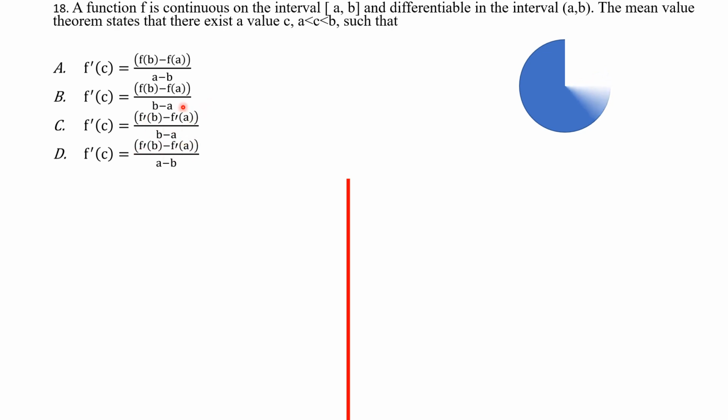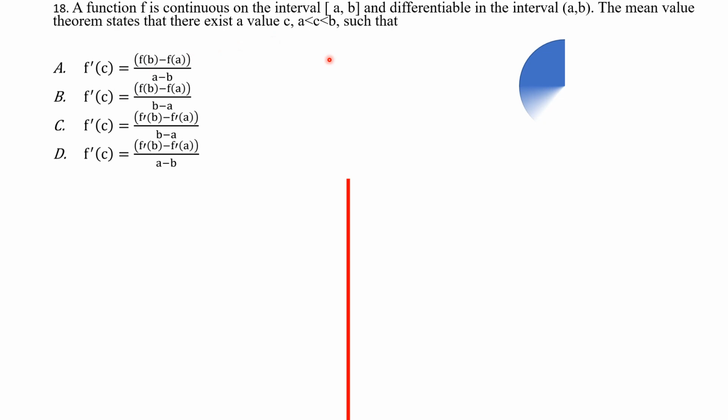f prime of a here are not possible to be found. Why? Because the function is differentiable on an open interval a to b. So it's not differentiable at a, it's not differentiable at b. So f prime of a or f prime of b is impossible to be found, okay? So these b and c are already off.